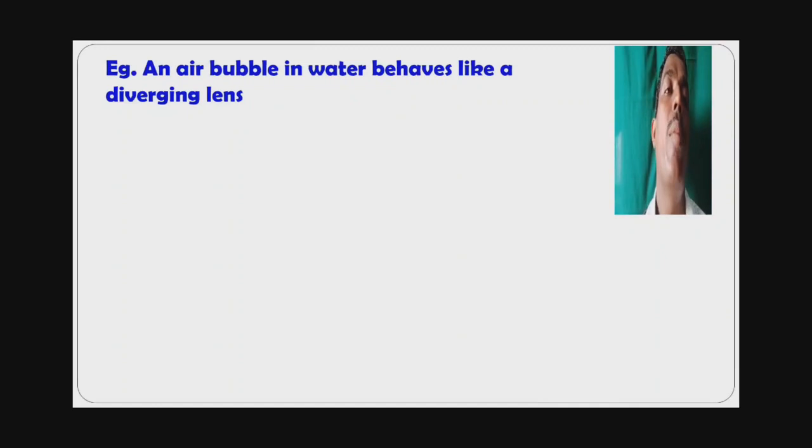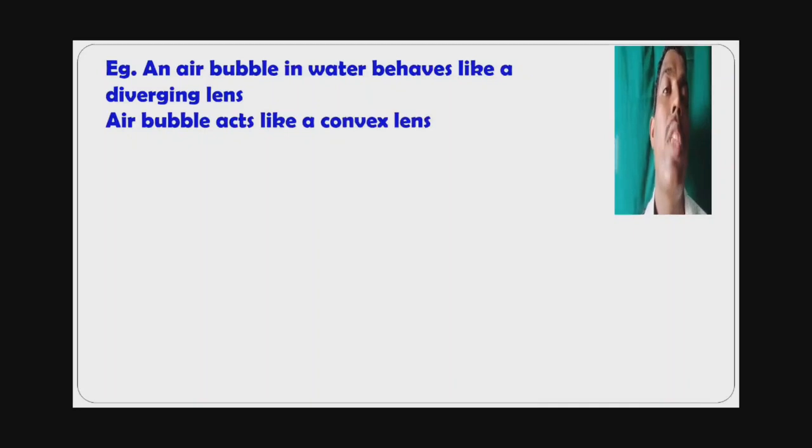If the surrounding medium refractive index is greater than the refractive index of the lens, it behaves like a diverging lens. If the surrounding medium refractive index is less than the refractive index of the lens, it behaves like a converging lens. Remember, an air bubble acts like a convex lens.